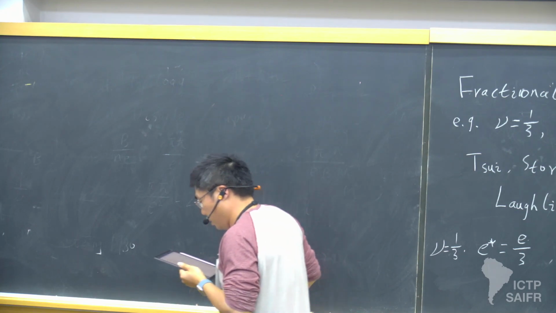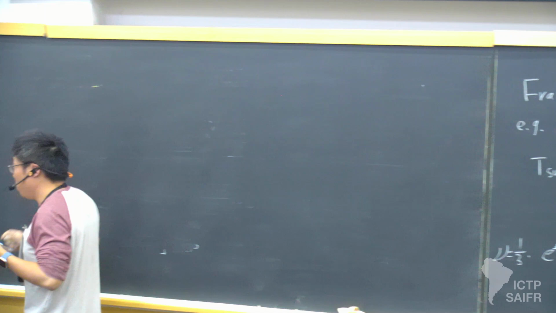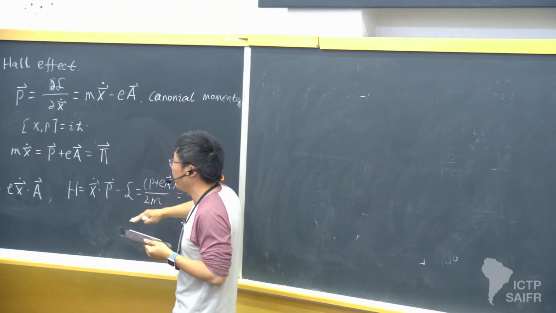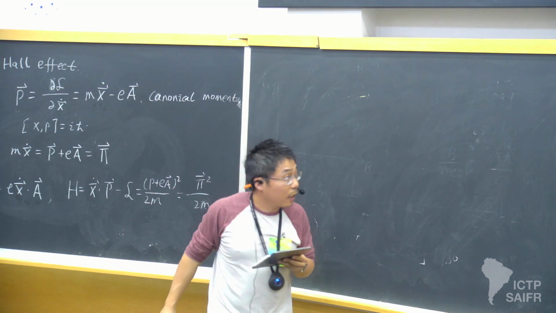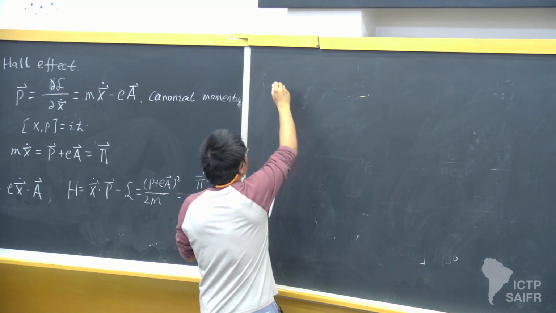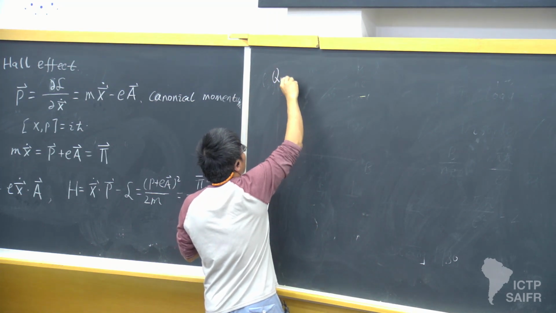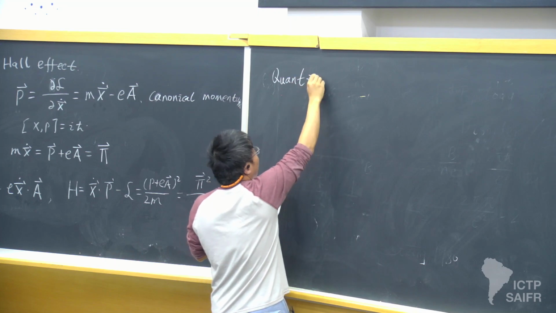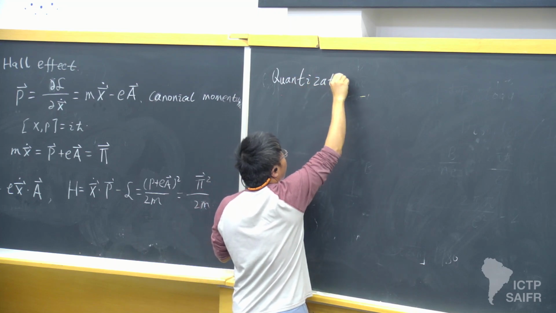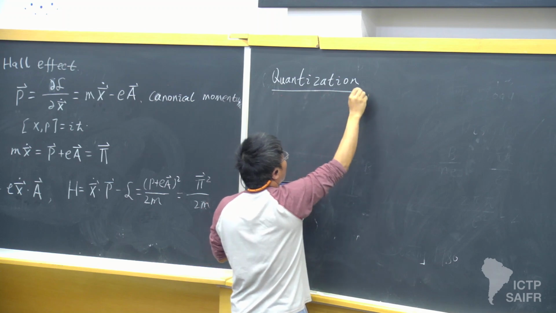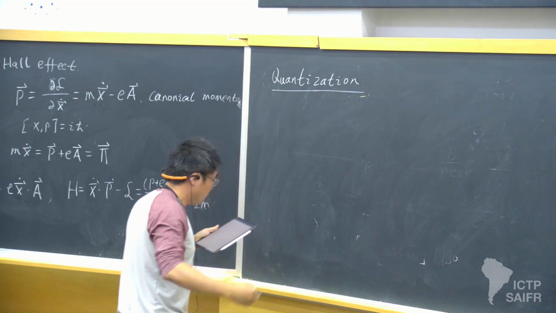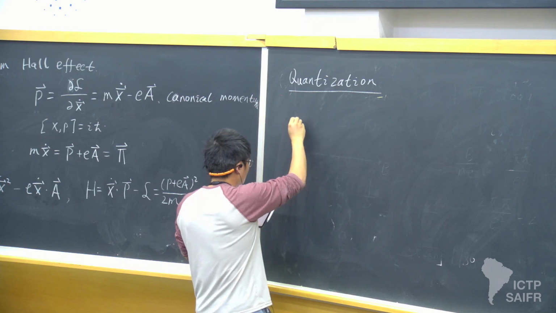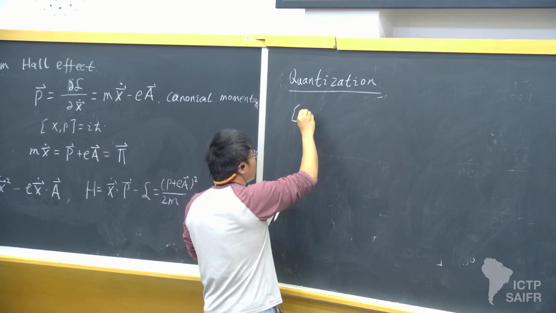Okay, the first thing that we can do, which turns out to be pretty simple, is just to compute the eigenenergies of this Hamiltonian, right? You will soon see that the eigenenergies of this Hamiltonian are actually quantized. So let's start with this canonical quantization, right?